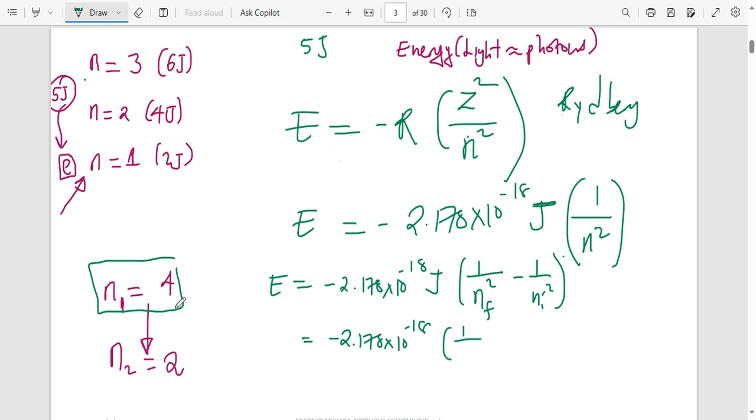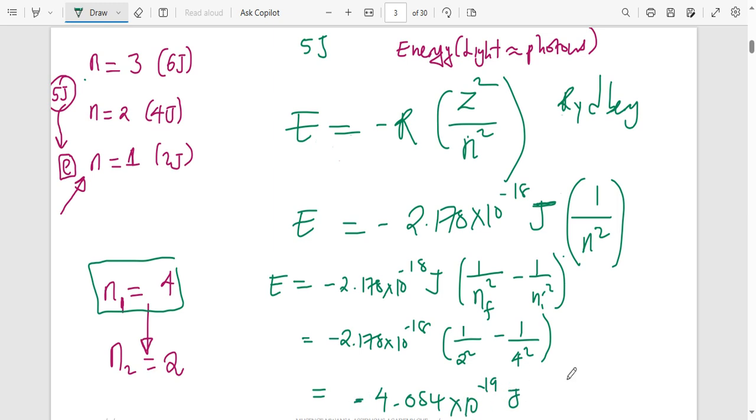So therefore it becomes negative 2.178 times 10 to the power negative 18. 1, the final energy level is 2. Square that, minus 1 over the initial energy level is 4. Don't forget to square that. What you just want to do here is to punch this on the calculator, and if you punch that, you'll be able to get a negative 4.084 times 10 to the power negative 19 joules. Okay, so this is going to be the energy.